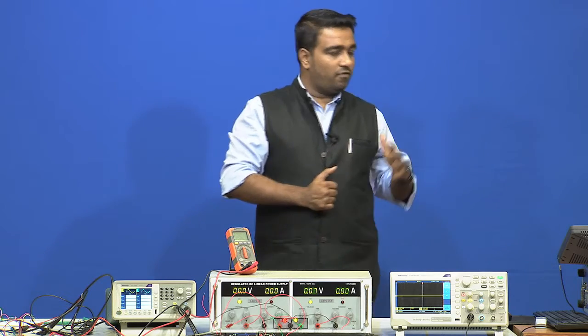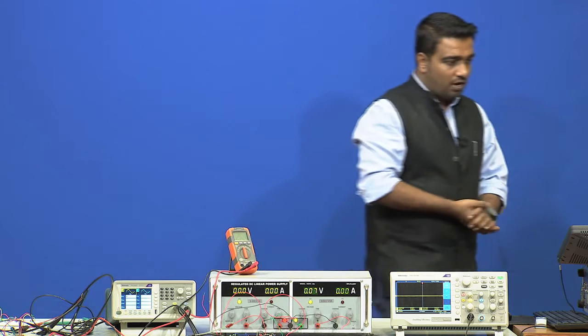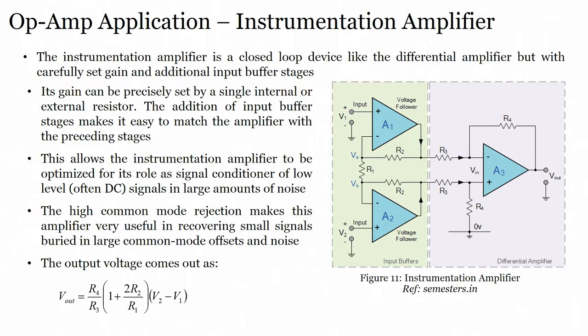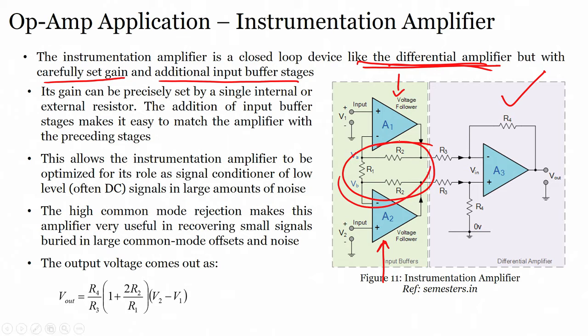If we look at the circuit on the screen, the instrumentation amplifier is nothing but a closed loop device similar to a differential amplifier. This is a differential amplifier, but with carefully set gain and additional input buffers. You see, there is a voltage follower, and there are resistors which are used to amplify the signal.